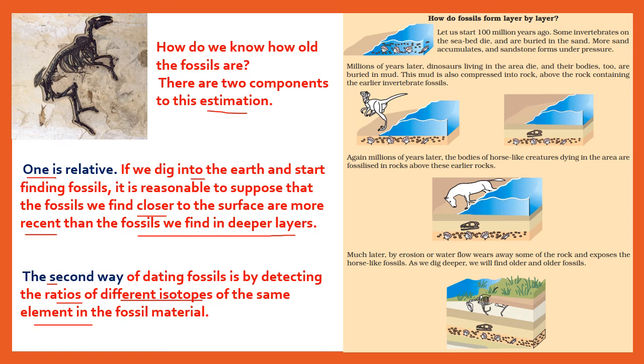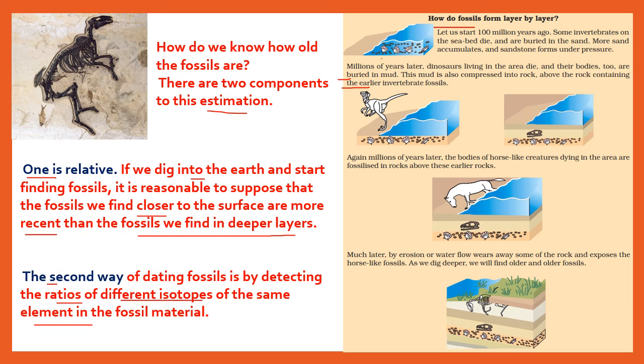Here I have taken this picture from your textbook, and it shows how fossils form layer by layer. I think you would like to read this. Let us start 100 million years ago. Some invertebrates on the seabed die, and they are buried in the sand. More sand accumulates and sandstone forms under pressure. Millions of years later, dinosaurs living in the area die and their bodies too are buried in the mud. This mud is also compressed into rocks above the rocks containing the earlier invertebrate fossils.